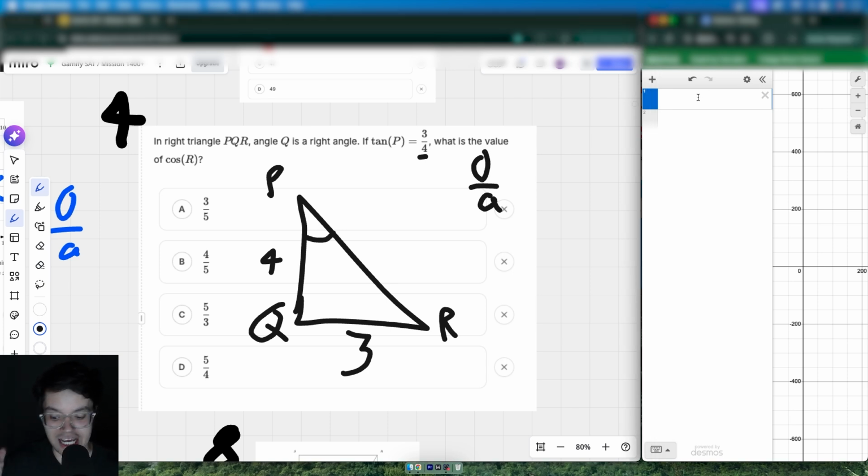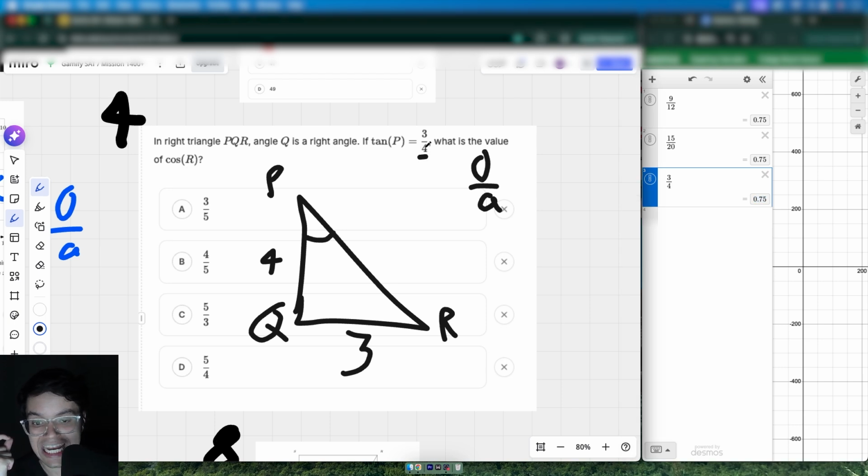So think about this for a second. It could actually be something like 9 divided by 12, or it could be something like 15 divided by 20. All of these would equal the exact same thing as 3 divided by 4, 0.75. We just know that it equals that ratio in the end. So we don't know that these are exactly 3 and exactly 4. It could be 15 and 20. It could be 9 and 12. We just know that that is the ratio.